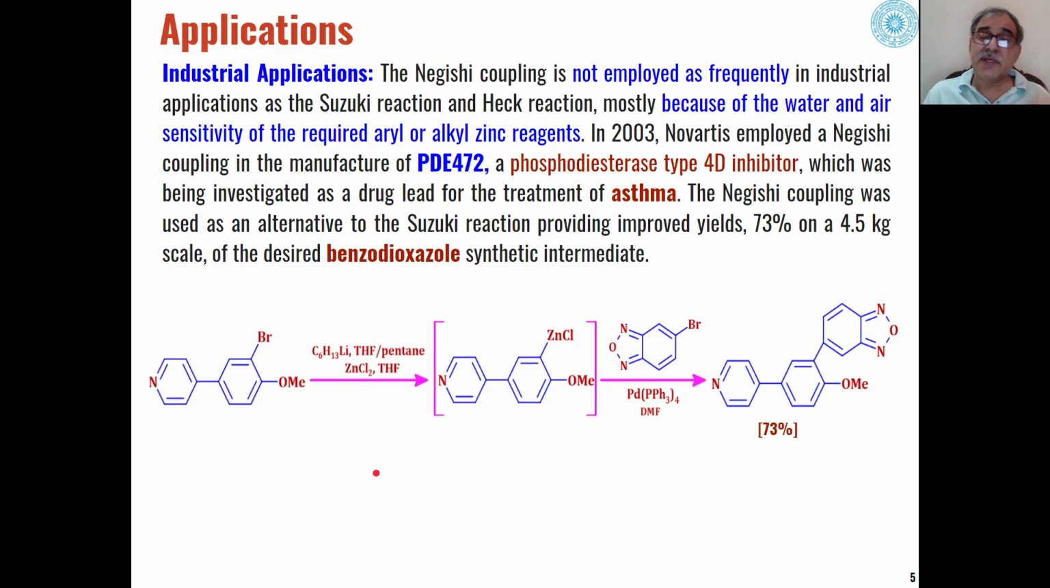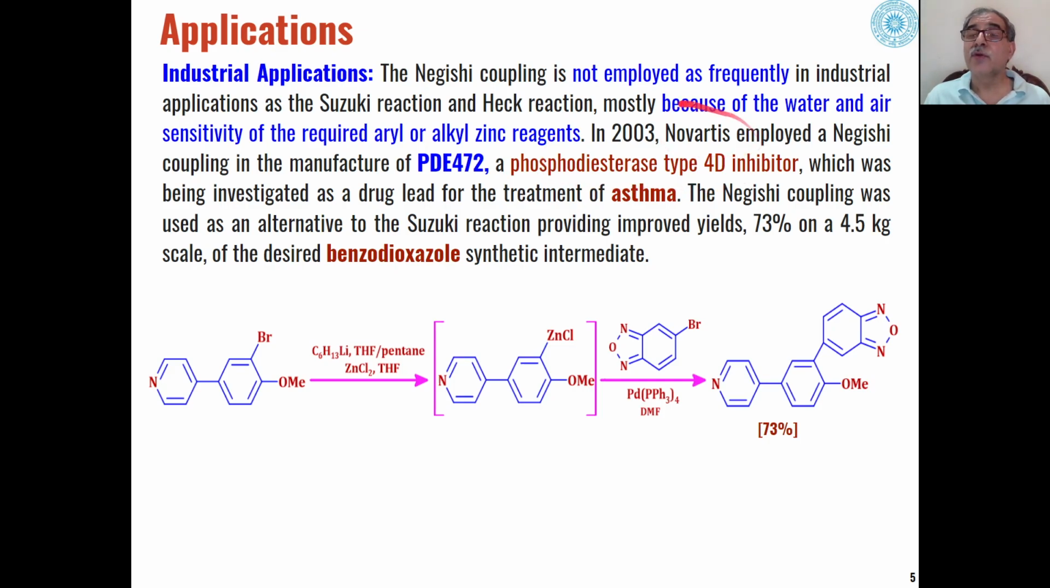Then some industrial applications of Negishi coupling. Negishi coupling is not frequently employed in industry in comparison to the Suzuki reaction or Heck reaction. Basically, the organozinc reagents used for Negishi coupling are very sensitive to air and water, and because of that their stability needs to be considered before industrial application, whereas the catalysts used in Suzuki or Heck reactions are much more stable than the organozinc reagents. So that is why the Suzuki and Heck reactions find more applications in industry as compared to Negishi.